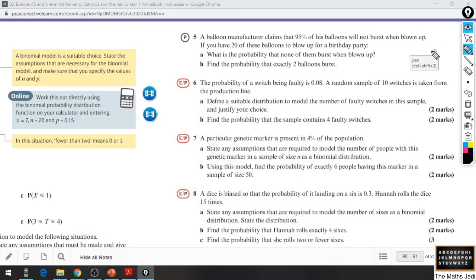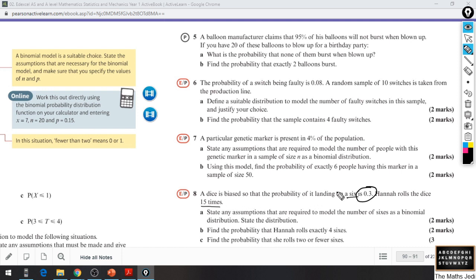Question 8. A dice is biased, so the probability of it landing on a 6 is 0.3. Hannah rolls a dice 15 times. State any assumptions that are required to model the number of 6s as a binomial distribution, and state the distribution. Well, let's look at our checklist. 6 or not 6, 2 different outcomes. 15 times, so a fixed number of trials.